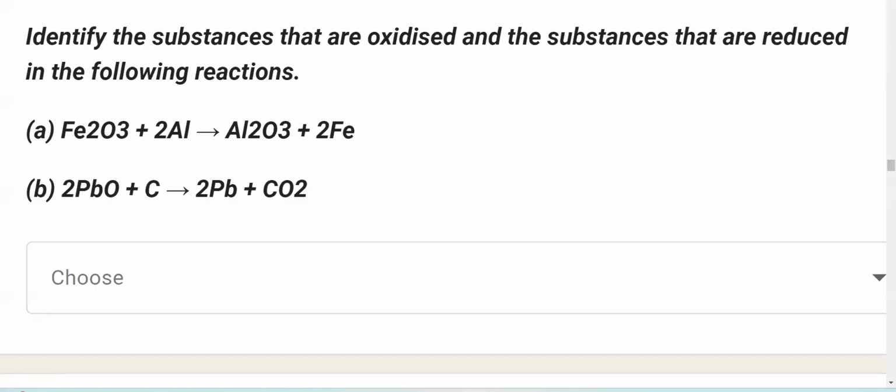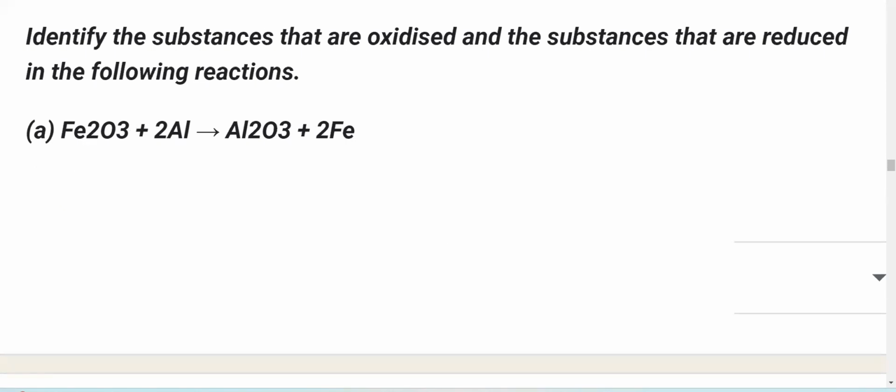One similar question is this also. We have to identify the substance oxidized and the substance reduced in the first part. Let's do one at a time. Look into this. This says oxide of iron. It is losing oxygen, so clearly this one is getting reduced. And the other one is aluminum here. It is gaining oxygen, so it is clearly getting oxidized.